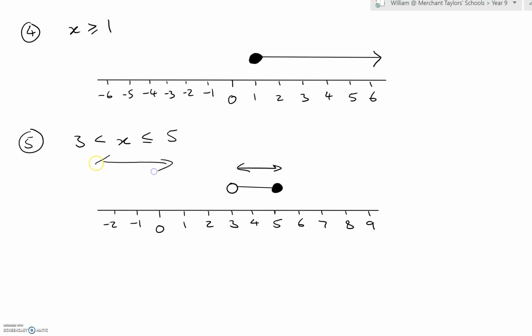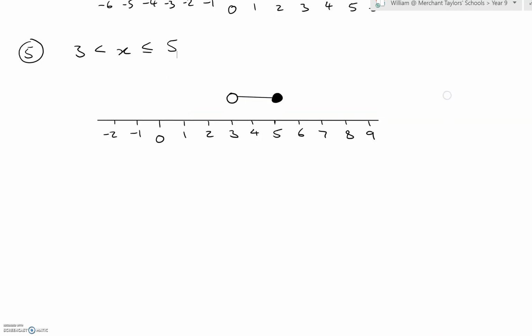It looks like x is between 3 and 5, so we can have any value between 3 and 5, including 5 because of the equal to bit. So we can have any value bigger than 3, less than or equal to 5. Open circle here because of the strict inequality, and a closed circle here because of the equal to inequality here.